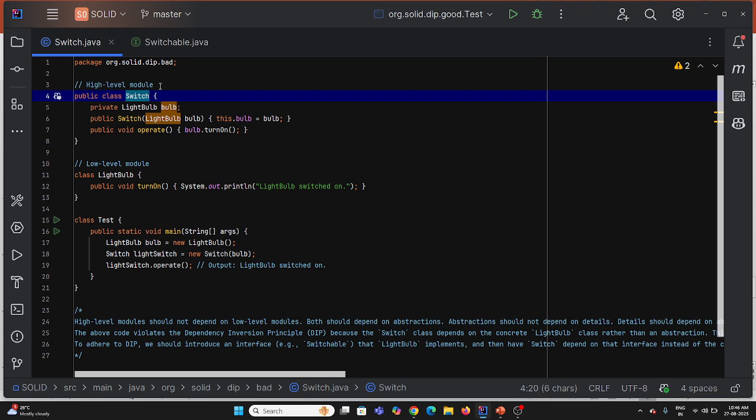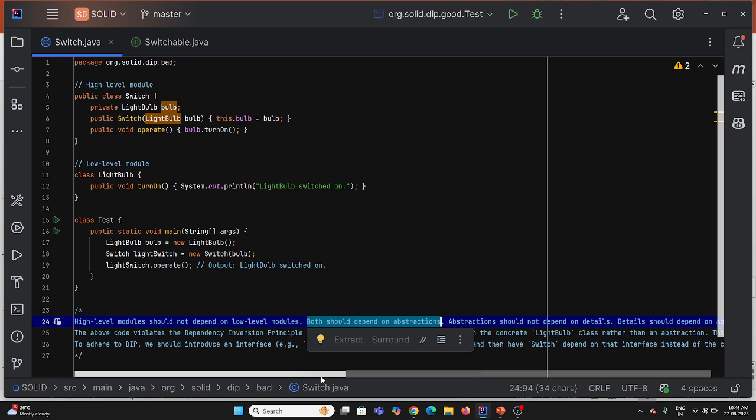So we are violating our first line itself, that high level module should not depend on low level module. Here the high level module switch depends on the low level module. The next line is both should depend on abstraction. We don't see any abstraction here between light bulb and switch or any other class.